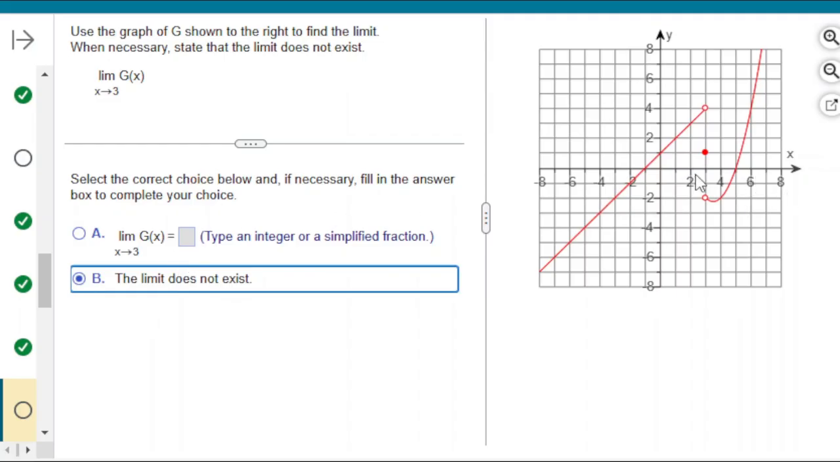Okay. Now, by the way, what is g of 3? g of 3 would be 1. But remember, again, the limit doesn't have anything to do with how the function is defined at 3. As we approach 3 from the left, our outputs are approaching 4. As we approach 3 from the right, our outputs are approaching -2. So the left and right hand limits do not agree. The left hand limit would be 4, the right hand limit would be -2. So the limit does not exist.